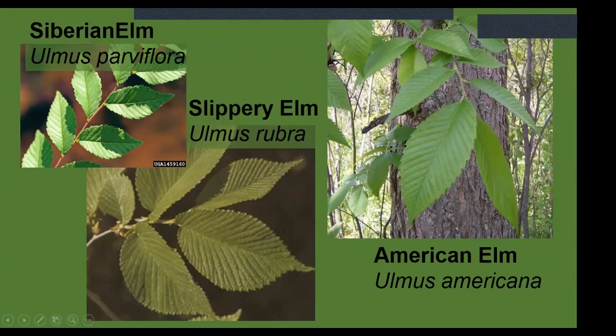The Siberian elm, which is the introduced species, this was the tree, logs of which were brought into the United States that carried the bark beetles that carried the fungus that caused Dutch elm disease and led to the virtual decimation of American elm populations through eastern North America.